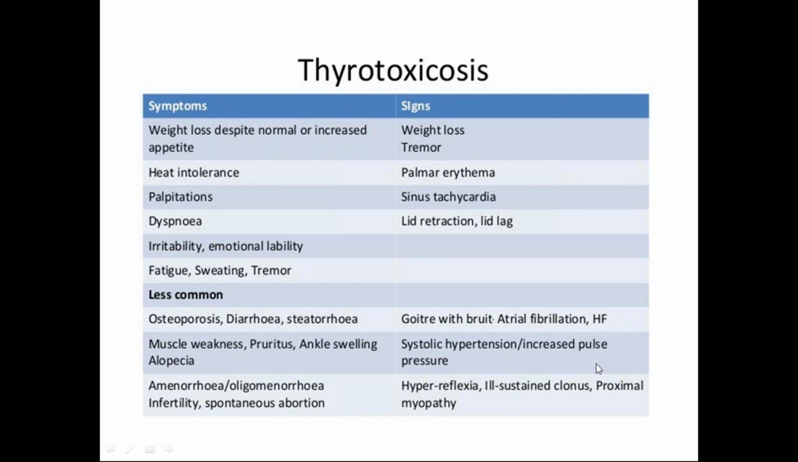Whereas in the nervous system, we have hyperreflexia and ill-sustained clonus. Clonus will be present, as we have already discussed, due to the hyperexcitability of the nerves, and proximal myopathy.